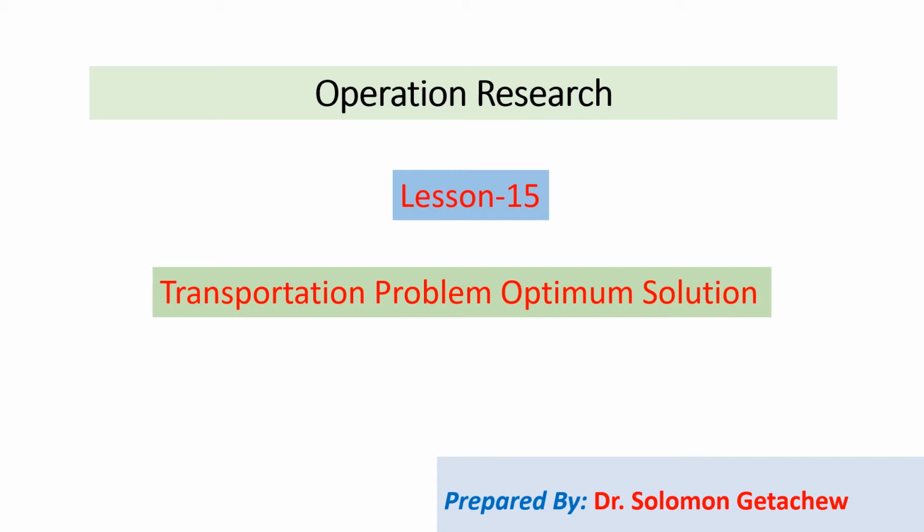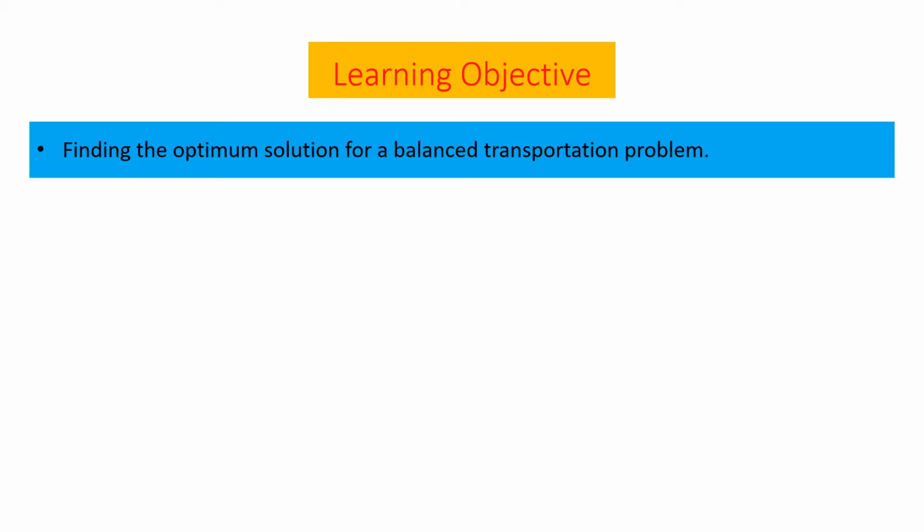And here in lesson 15, we will find the optimum solution, that means the last solution, where there is no better solution than the optimum solution. So here we will find the optimum solutions of the transportation problem using the UV method. The learning objective of this lesson is finding the optimum solutions of a balanced transportation problem using the UV method.